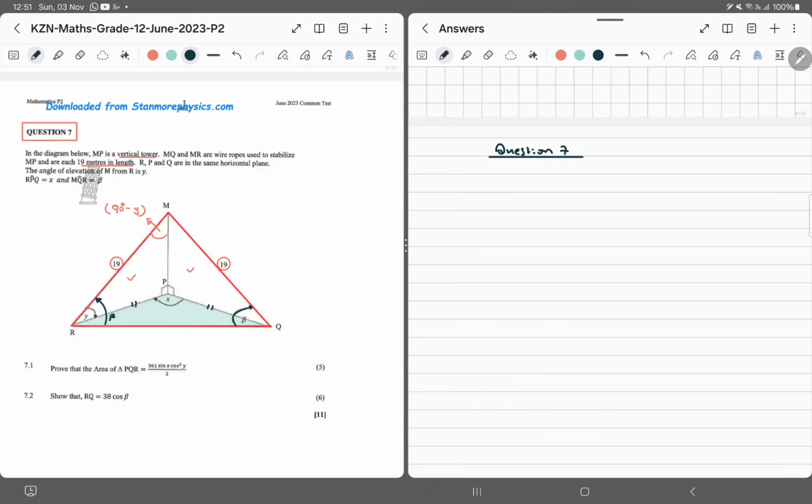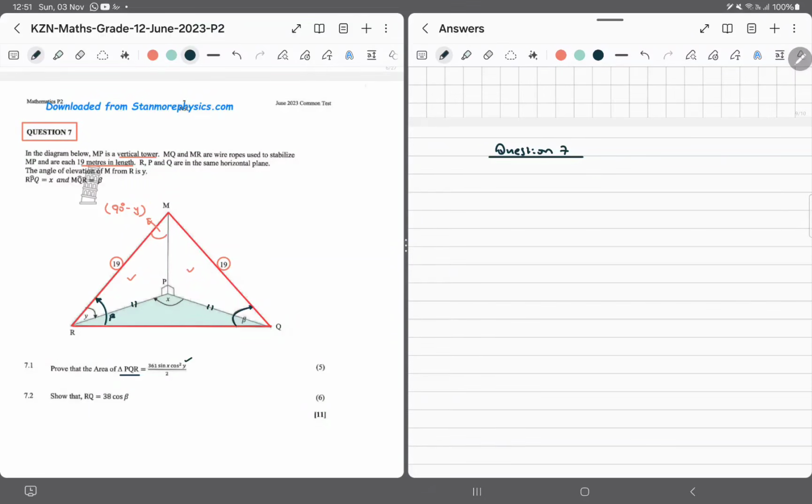Okay, the helicopter just arrived, so I will need to run. So let's move quickly. We need to prove that the area of triangle PQR is given by this, and we can see here that there's a cos squared y in there.